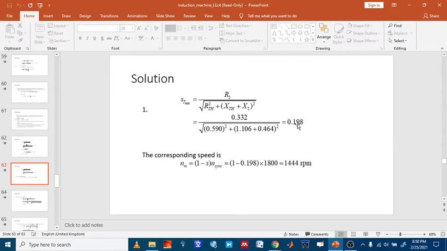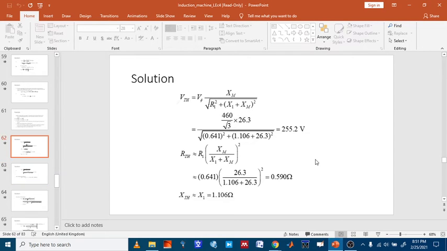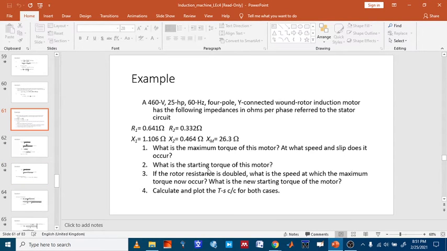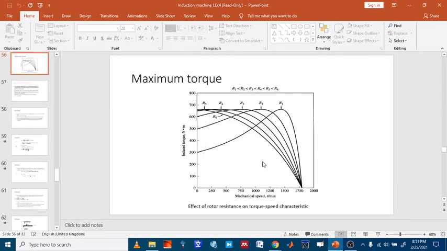So for the maximum torque speed, you just subtract the maximum slip from 1 and you multiply by the synchronous speed to get the motor speed. That part is done. What is the starting torque of this motor? Starting torque. At starting, the slip should be 1. This is the general formula.